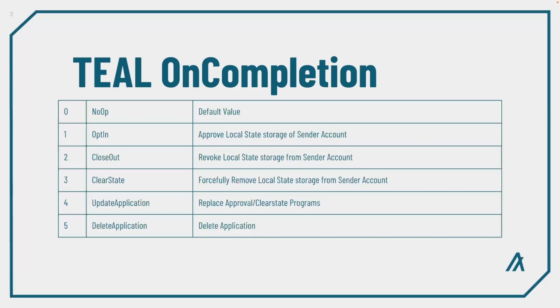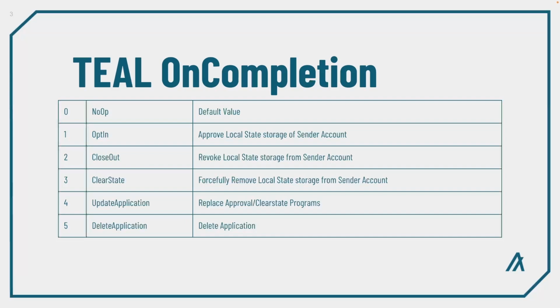Typically, when you deploy a new smart contract or call an existing smart contract, you'd send an application call transaction with a default onCompletion value of 0, which is equivalent to NoOp or no operation. Here you can see a list of all the onCompletion values you can use when writing TEAL. NoOp, as I've explained, is the default value if you don't supply one, and will likely be the most common value.